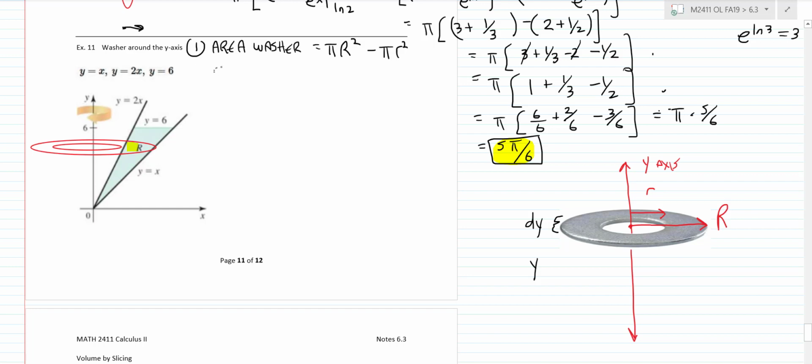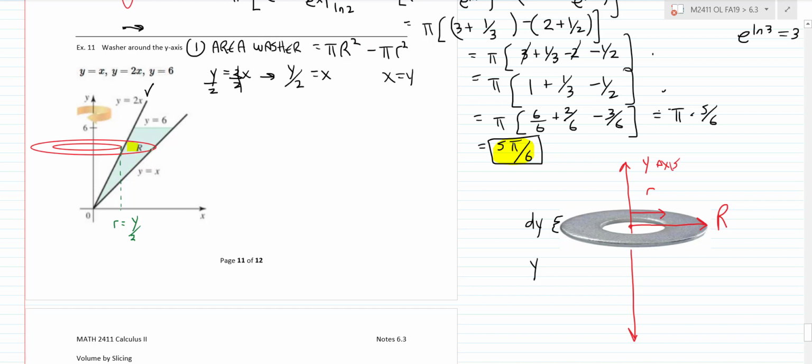So first of all, you want to take this equation, y equals 2x, which is this line right here, and solve that for x. So we're going to divide by 2, and from here we get y over 2 is equal to x. You can draw these in the diagram if you want. This part right here will be the little radius. That actually is y over 2, and that's going to change as these washers move from the x-axis to 6. Then the other one we just have x equals y.